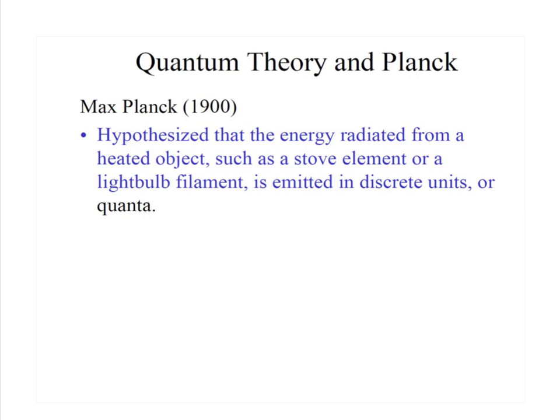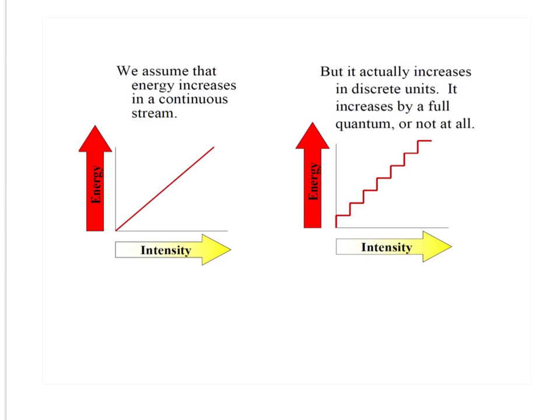Planck hypothesized that the energy radiated from a heated object like a stove or a light bulb is emitted in discrete units called quanta. So in the macro world, we assume that energy increases in a continuous stream, like light, but it doesn't. When we add heat to a pot of water, it slowly gets warmer, right? But in the micro world, that straight line is actually a series of tiny little steps.